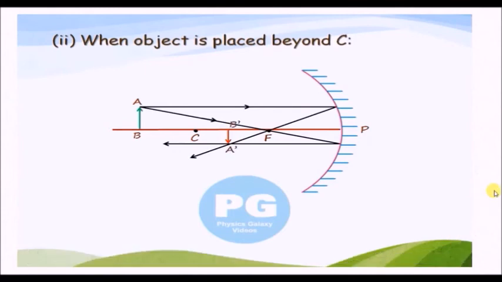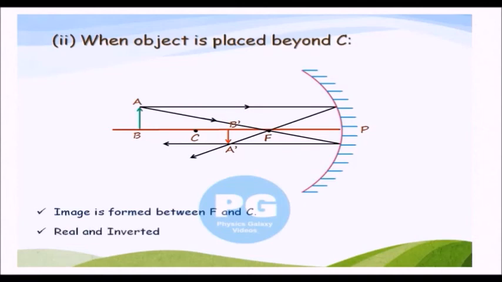Perpendicular to principal axis of the mirror. So, here's what we can say about image. The image is formed between focus and center of curvature of the mirror. The image is real and inverted. And it is smaller than the object, so we say the image is diminished.